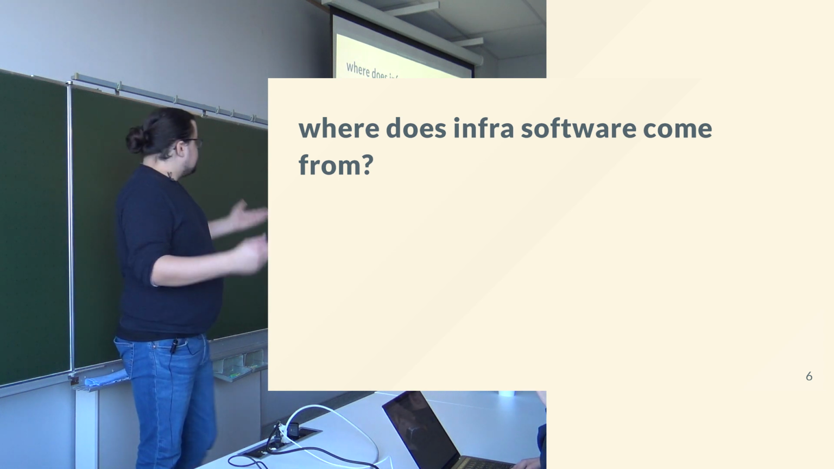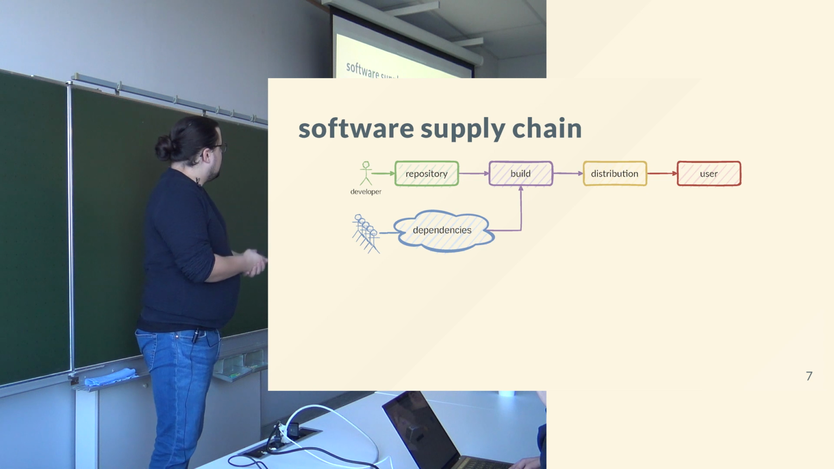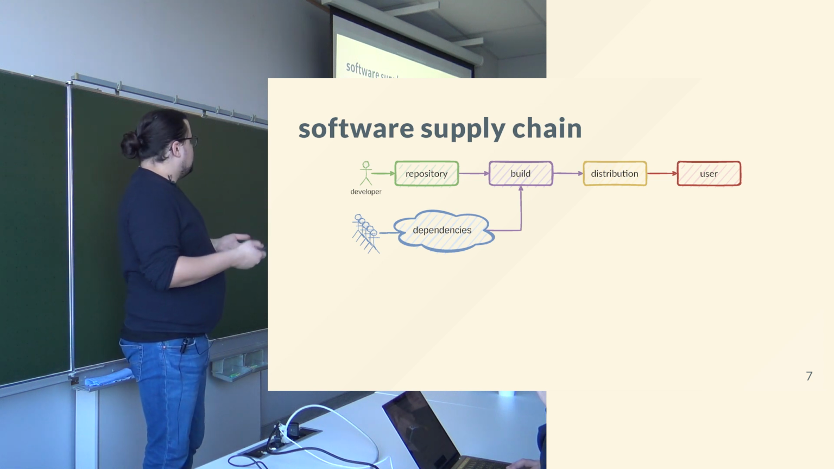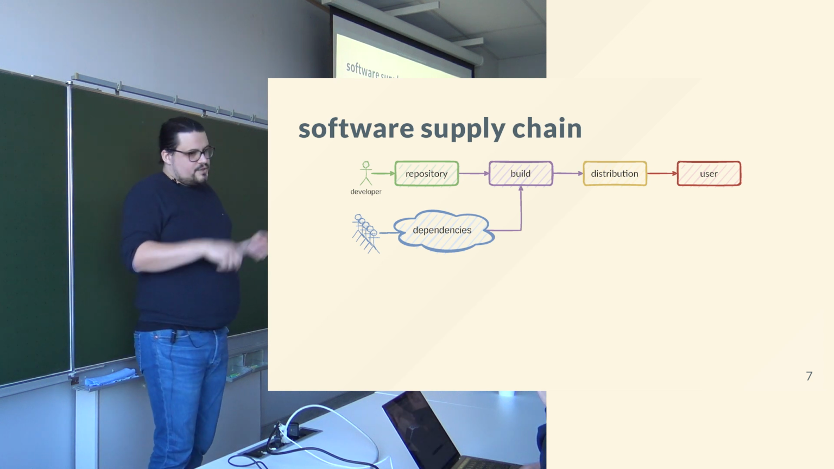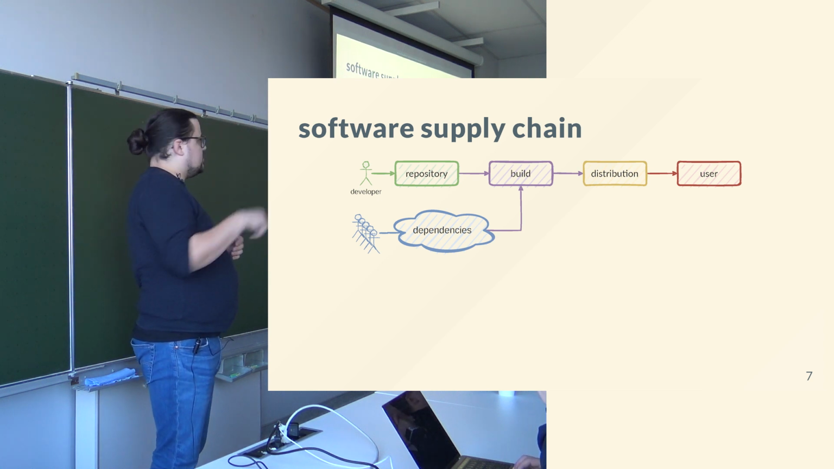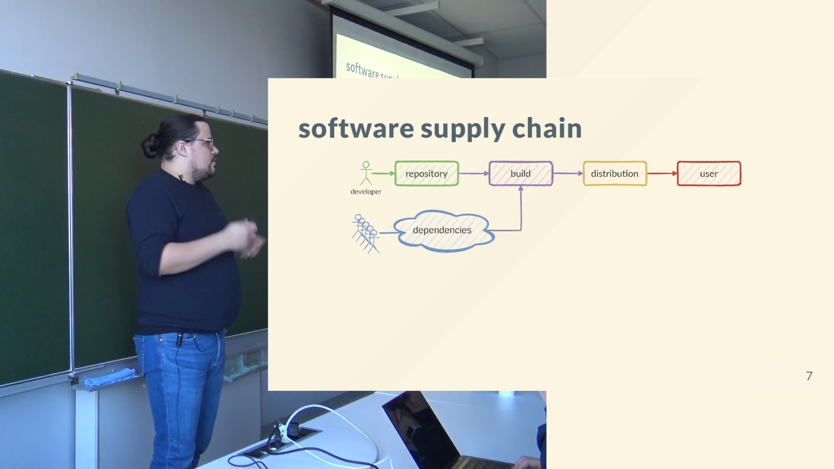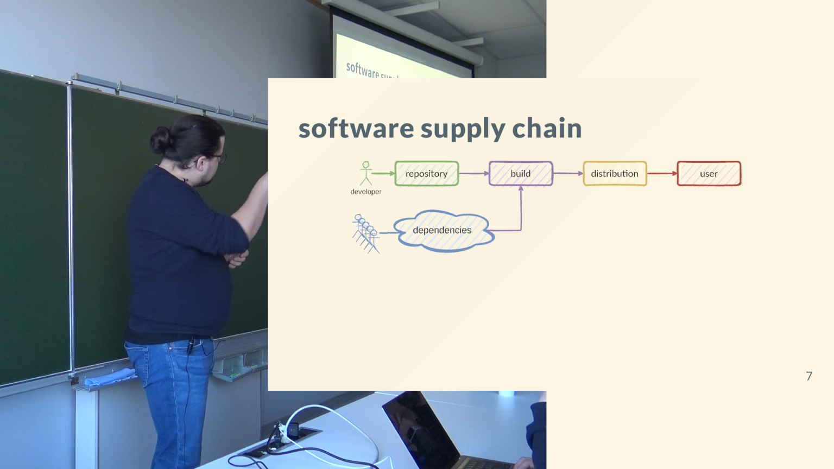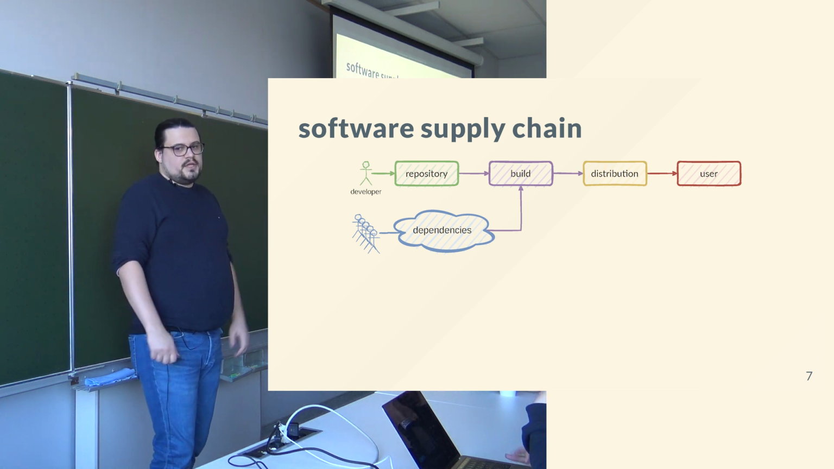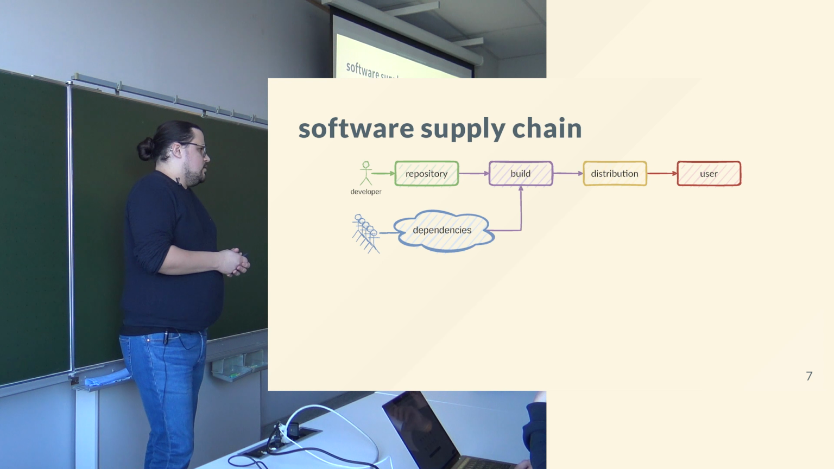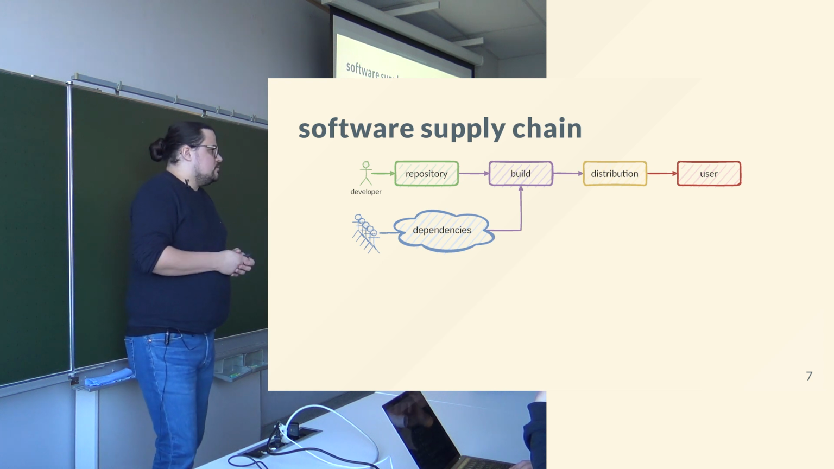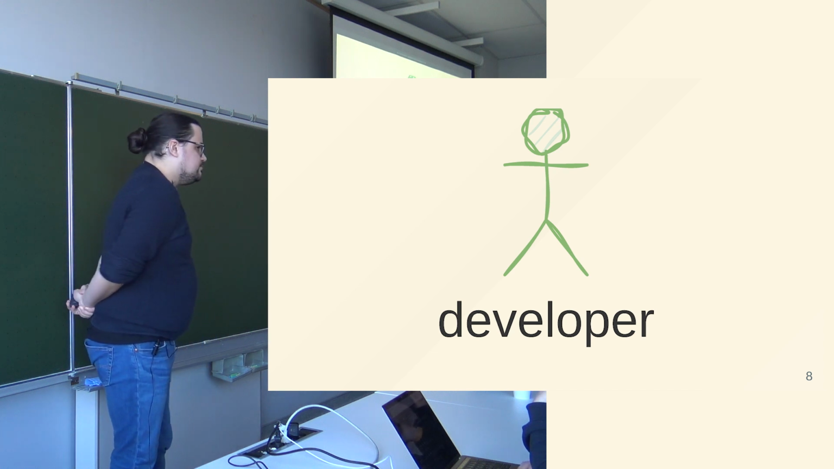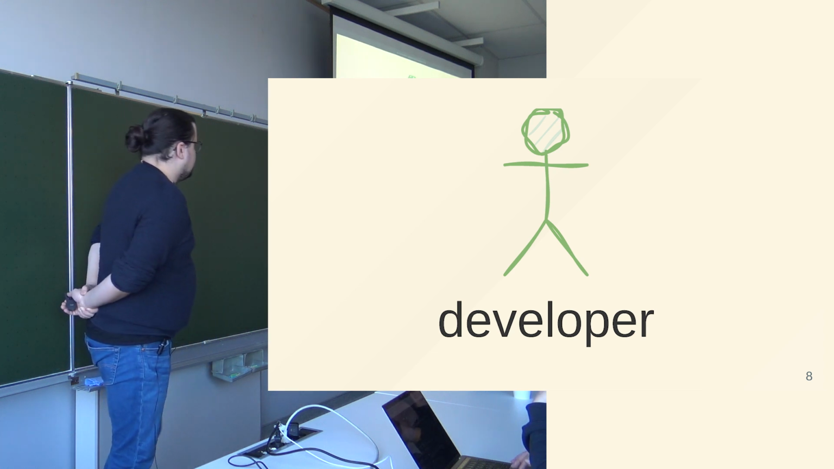So where does infra software come from? Well, it actually comes from a software supply chain, which is made of sources, which are then at the end delivered to the client, either through software as a service or on-premise stuff. And we'll see each part of this chain and how they can have security implications and what we can do about it. So it all starts with a developer who writes code.